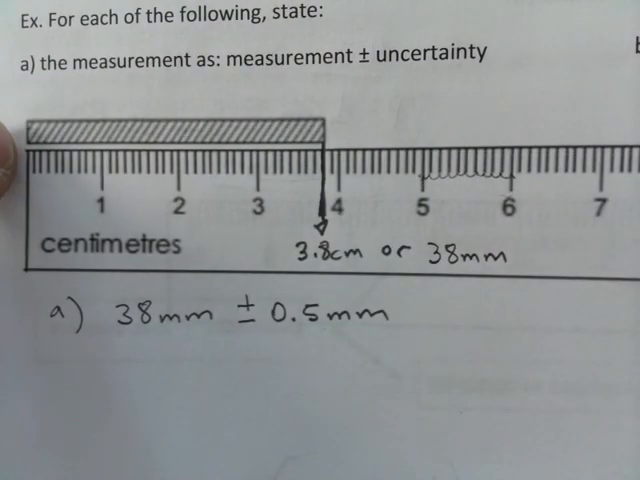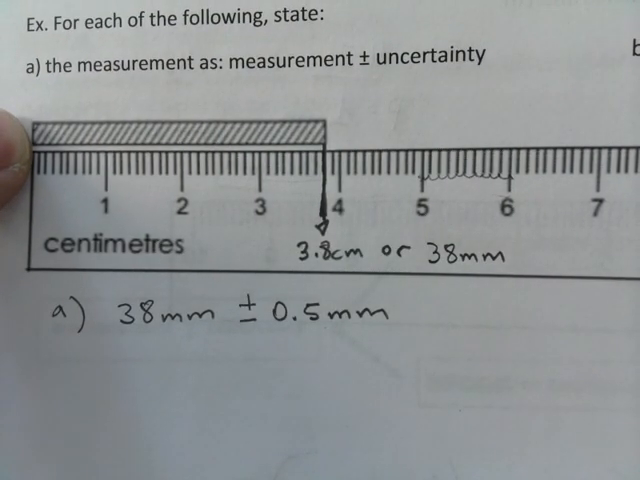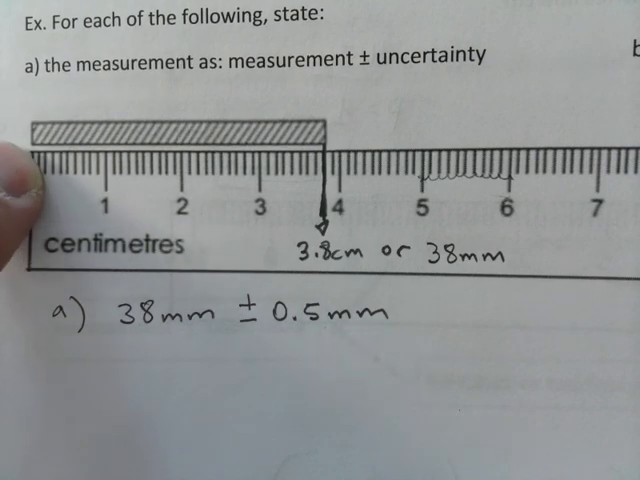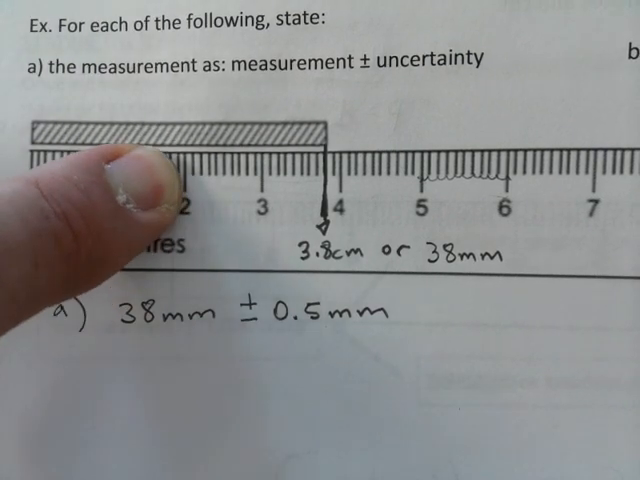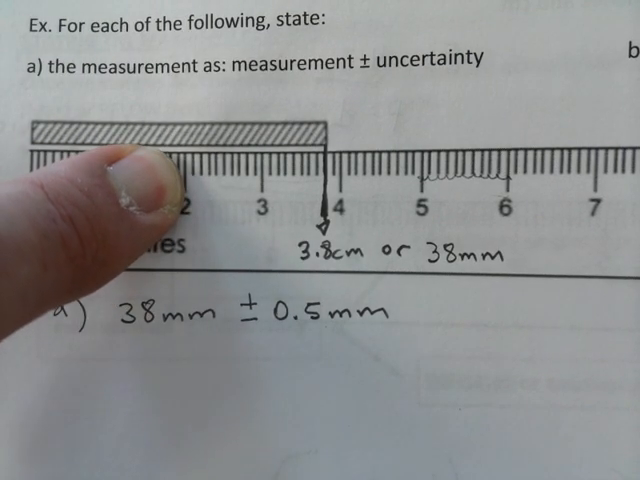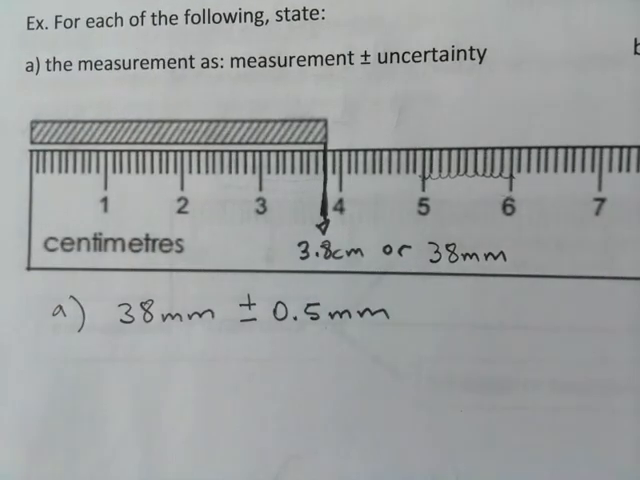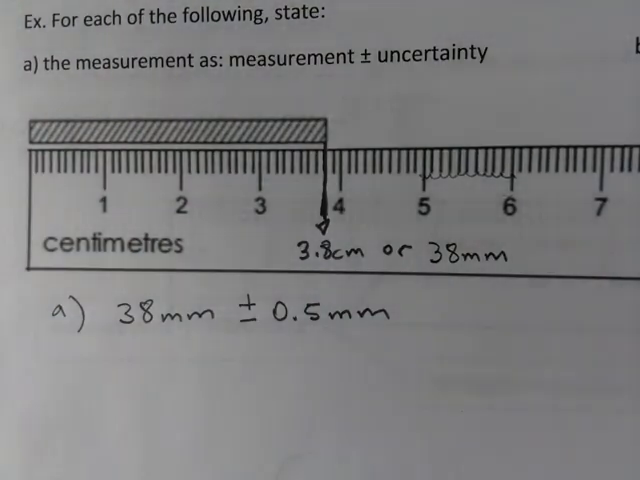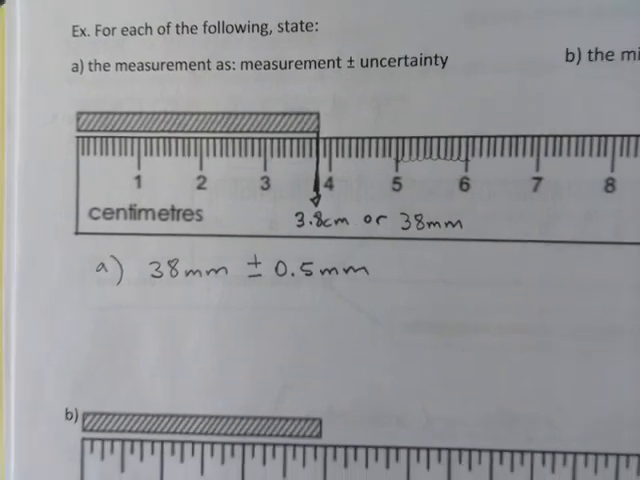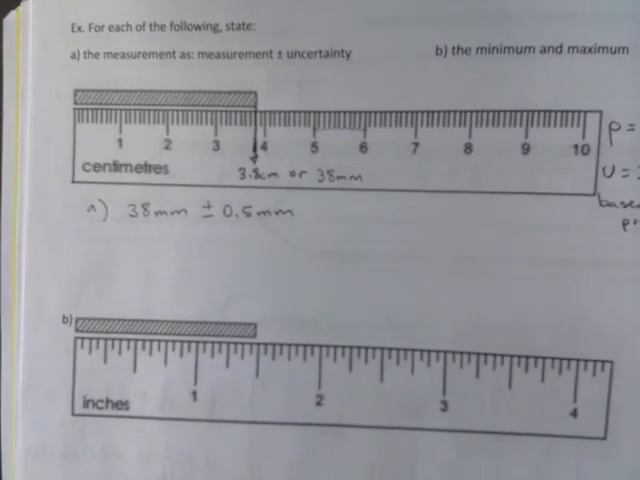Just watch out. Sometimes this line, this bar that we're measuring, is not right at the 0 line. It might start at 2 or something like that. So you need to watch out for that, okay? Don't count from 0 if that's the case. So there we have our measurement plus or minus uncertainty.